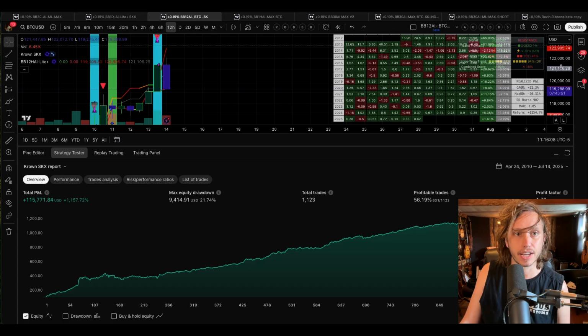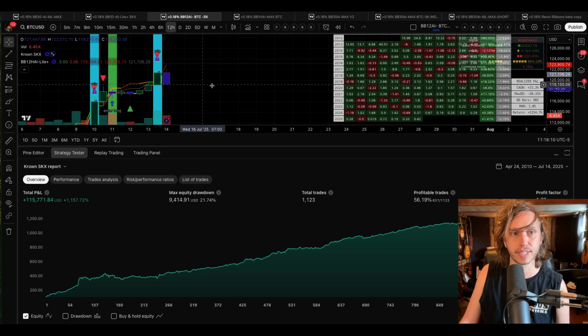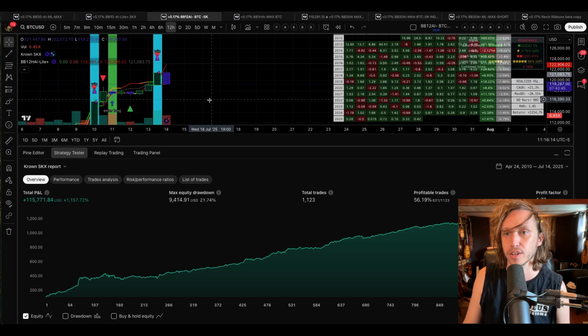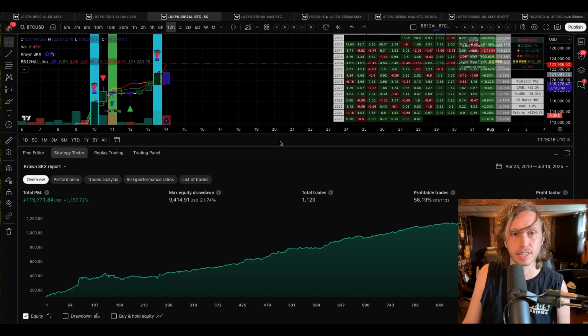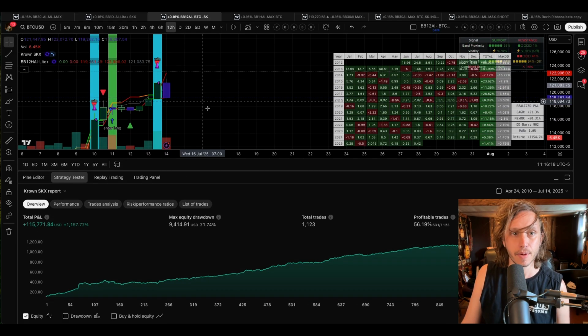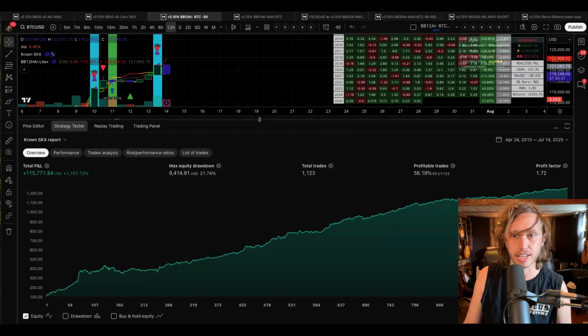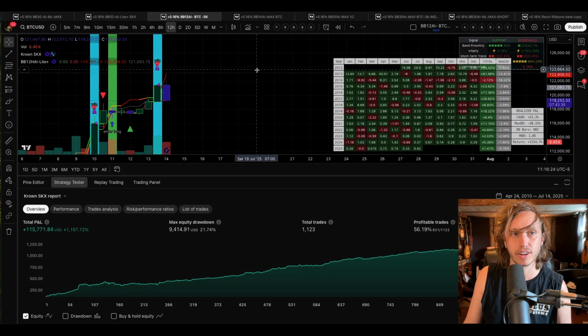So I do expect this pullback to last a little bit longer, but I don't know if it will close below 119. Who knows? We'll see in about 7 hours. But that strategy may enter another trade right here. If it did, could be another nice little win if Bitcoin continues on.